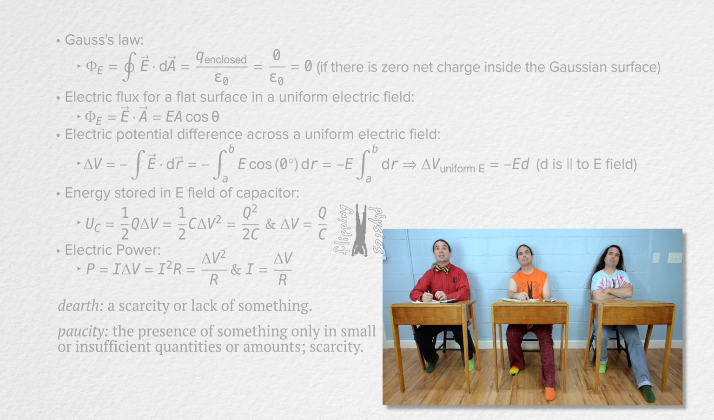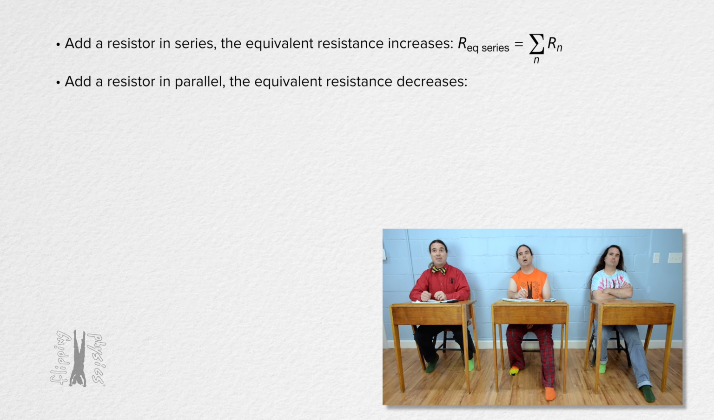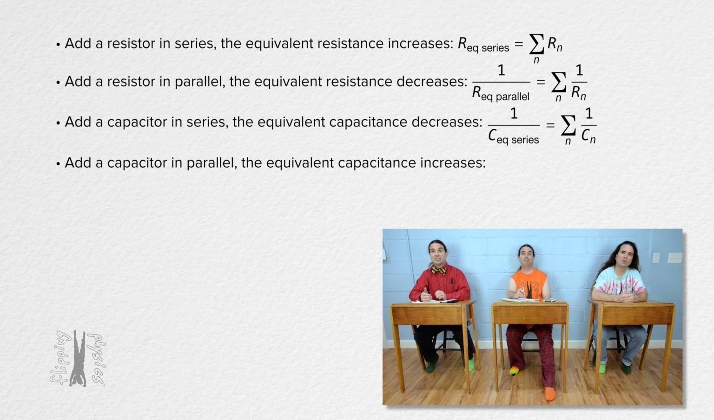Billy, please talk about what happens when we add resistors and capacitors in series and parallel to circuits. Certainly. When we add a resistor in series, the equivalent resistance increases, and when we add a resistor in parallel, the equivalent resistance decreases. When we add a capacitor in series, the equivalent capacitance decreases, and when we add a capacitor in parallel, the equivalent capacitance increases. You can actually see that from the equations which are on the equation sheet.